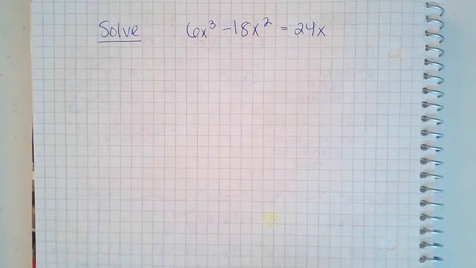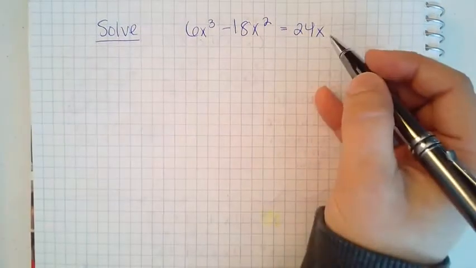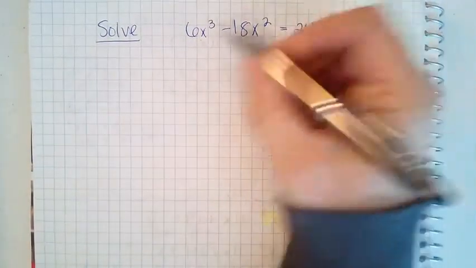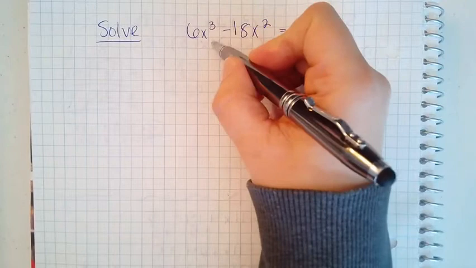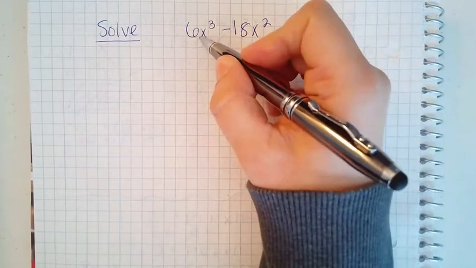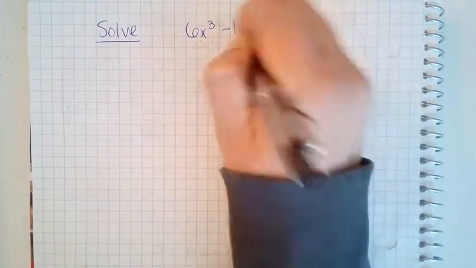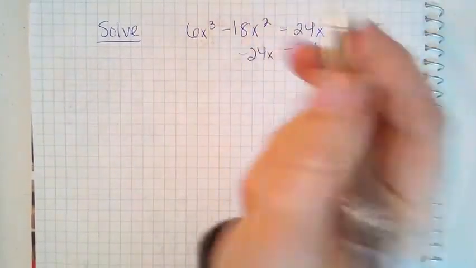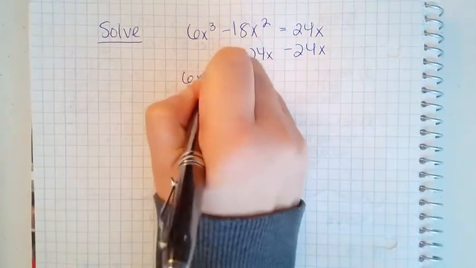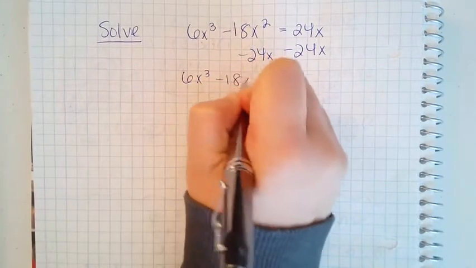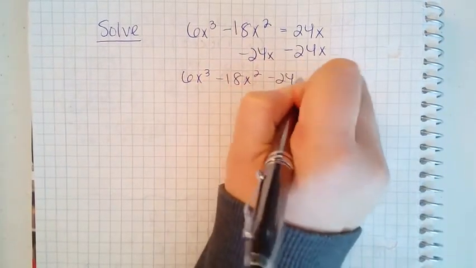Okay, so here's a more complicated solving problem. Our first step is to get this equal to 0, and it's not. I look to my highest exponent, and I want to move everything to that side to keep it positive. So I'm going to subtract 24x from both sides. And then I get 6x cubed minus 18x squared minus 24x equals 0.